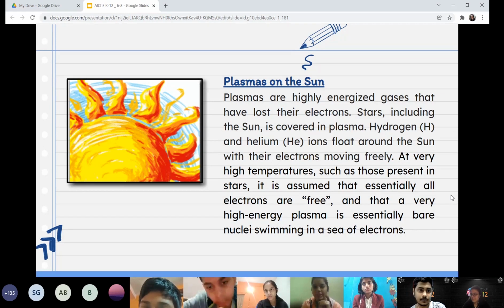Hydrogen and helium ions float around the sun with their electrons moving freely at very high temperatures, such as those present in stars. It is assumed that essentially all electrons are free, and a very high energy plasma is essentially bare nuclei swimming in a sea of electrons.